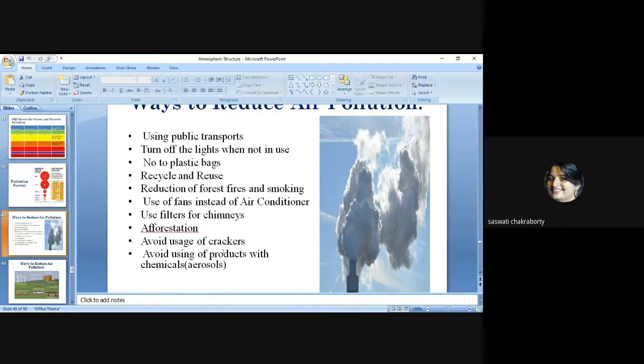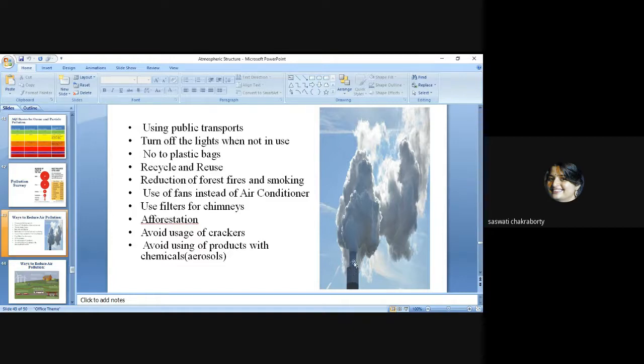Use of fans instead of AC, we know it. Use filters for chimneys. These industrial smokestacks need to have filters. Here is the image. See, here is the filter. Smoke is being filtered, and they have these electrostatic inducers here. As a result, the heavy metals get collected here, and the others are liberated.